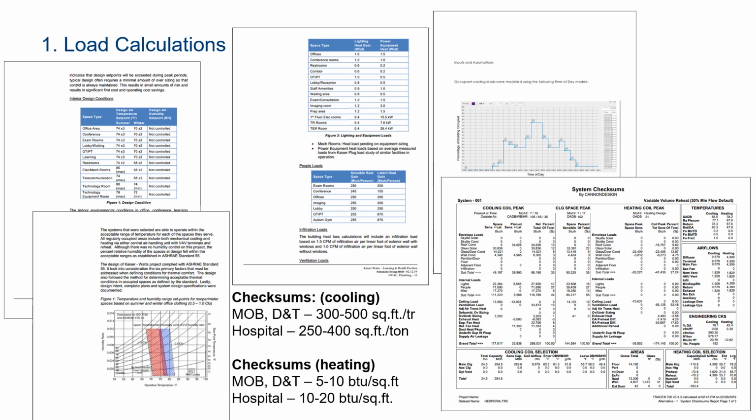And then we have some checksums for heating as well, 5 to 10 or 10 to 20 BTU per square foot for those systems. The reason that we want to review your load calcs and have a look at them relative to the checksums is that if you are struggling with a calculation issue where your load calcs are coming up with larger systems or smaller systems, then we can help you validate the assumptions. We have a pretty good list of assumptions for most of the spaces in our buildings.